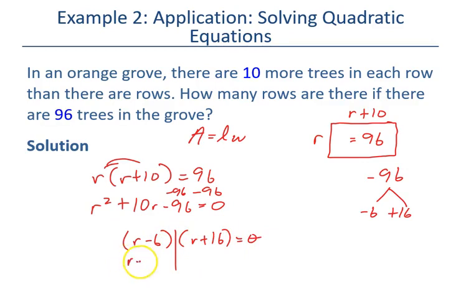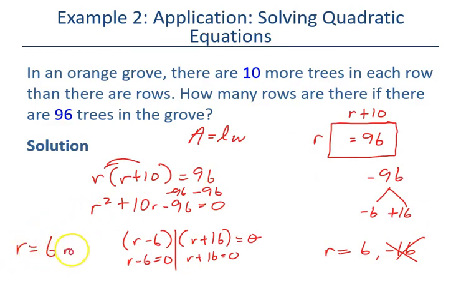When we solve, we get r minus 6 is equal to 0, r plus 16 is equal to 0, and then when we solve, we get r can equal 6 and negative 16. Well, let's just be honest, the negative 16 doesn't make any sense. So, how many rows are there if there are 96 trees? Well, r is going to equal 6 rows. And that's how we figure it out. Okay, so let's continue on.